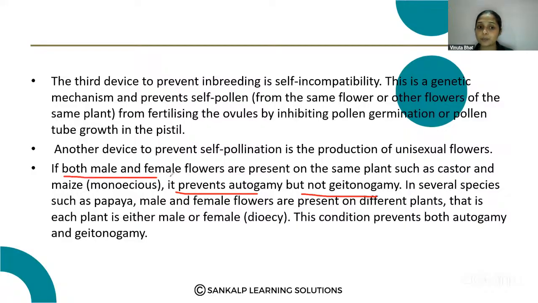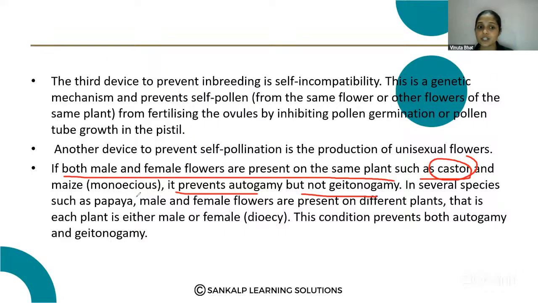If both male and female flowers are on the same plant, such as castor, that can prevent autogamy, not geitonogamy. Geitonogamy occurs because within the same plant there is a chance of pollination.